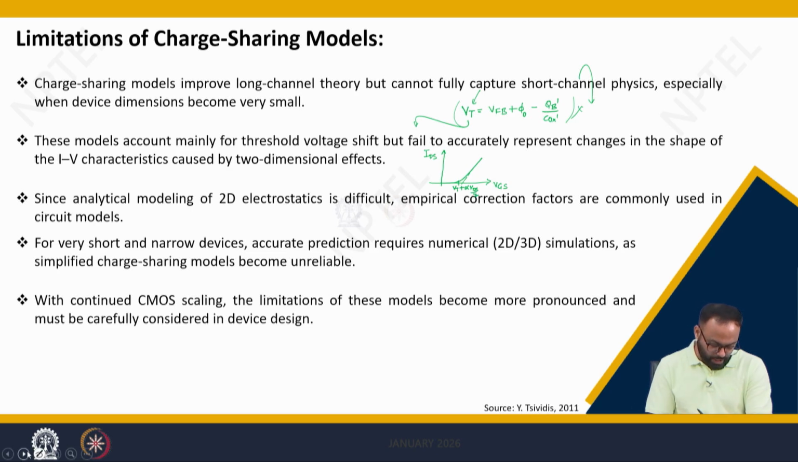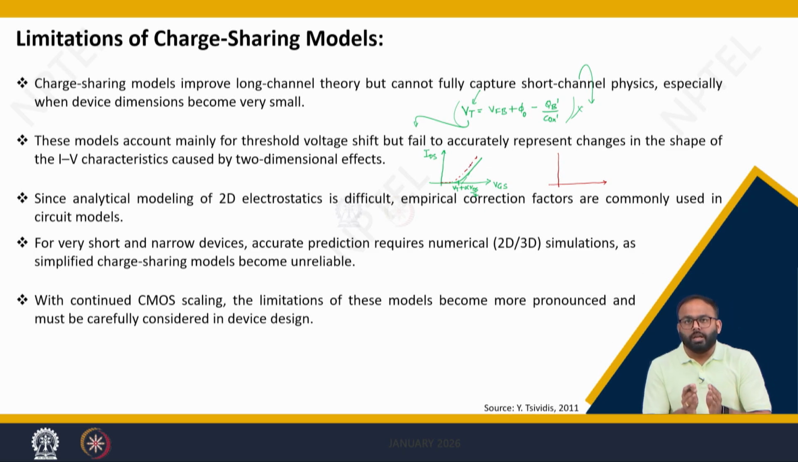Now if some charge sharing effect is there, then you can say because of charge sharing my threshold voltage reduces. So this graph is shifted like this. So whatever we modeled based on charge sharing, it is only shifting the curve in the horizontal axis. However, because of charge sharing, as the two-dimensional analysis comes into the picture, the behavior or the trend of these graphs also changes, which is not captured by the charge sharing models. So these are the basic limitations of charge sharing models.